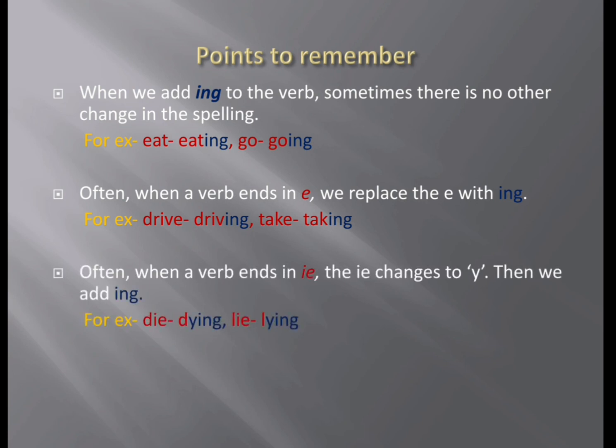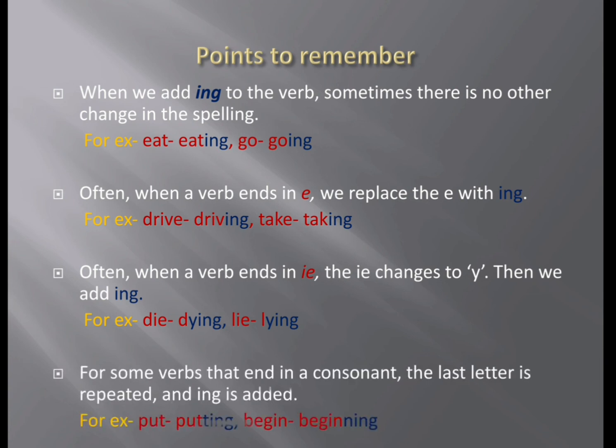Often when a verb ends in ie, the ie changes to y. Then we add ing. For example, die becomes dying and lie becomes lying in the continuous form. Here, ie is replaced with ying. The last point is, for some verbs that end in a consonant, the last letter is repeated and ing is added. For example, put becomes putting, begin becomes beginning. So these are the important points to remember. You have to keep this in mind.